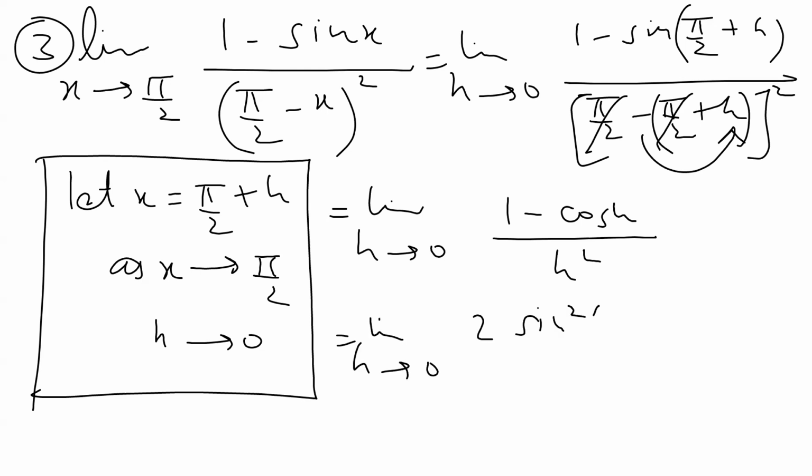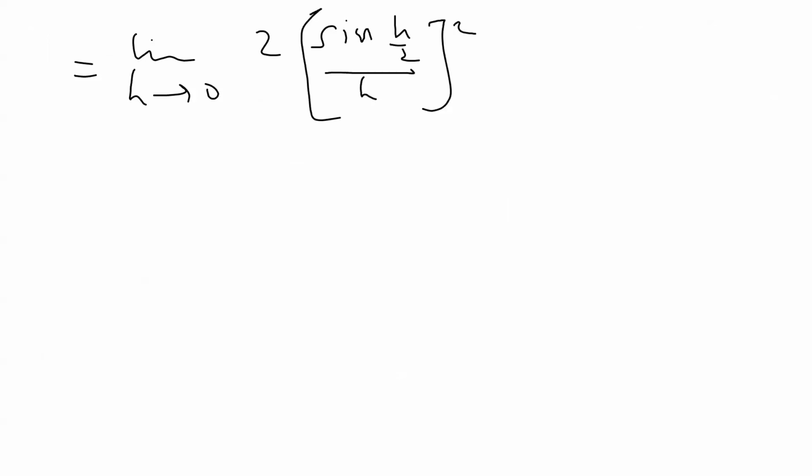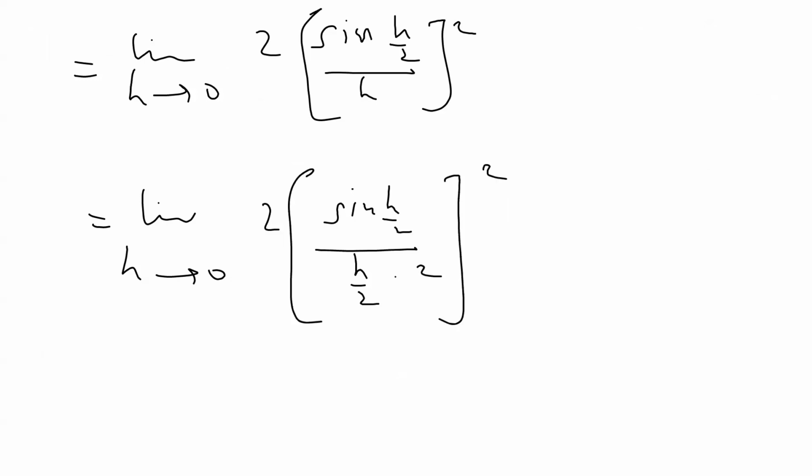So 2 sine square h by 2 upon h square. I'll just group the squares. 2 sine h by 2 upon h the whole square. 2 h by 2, and this also h by 2 upon to the whole square. So divide by 2, multiply by 2.